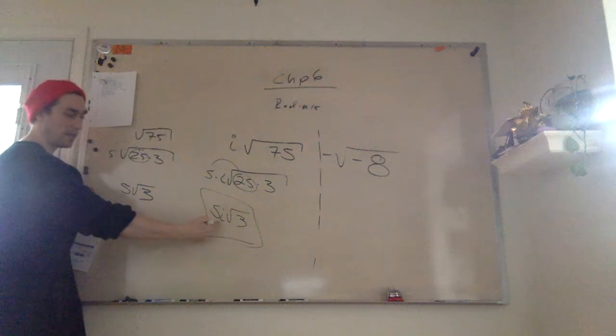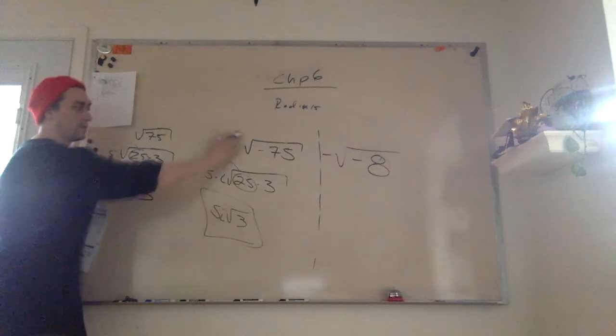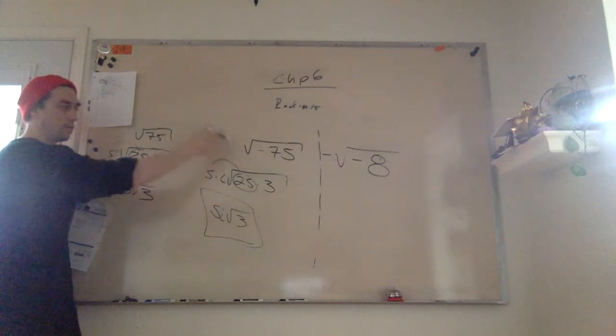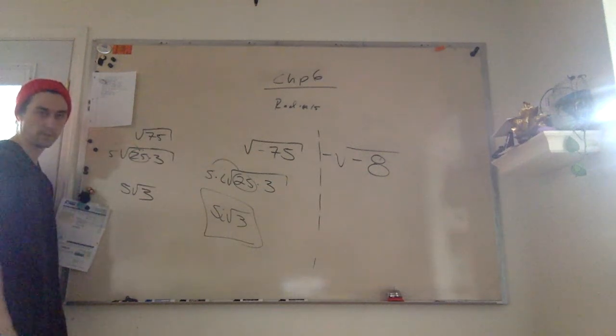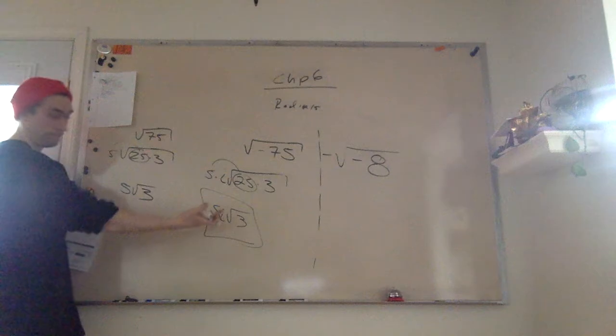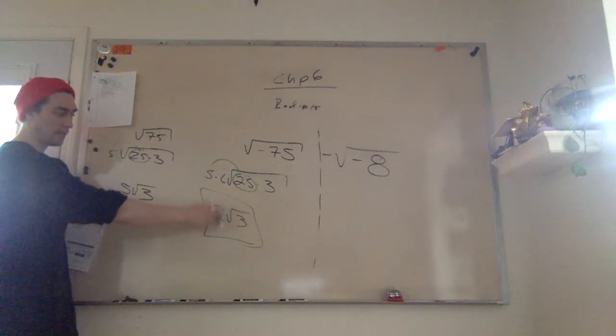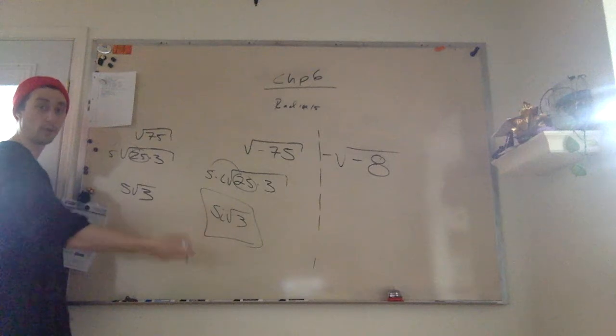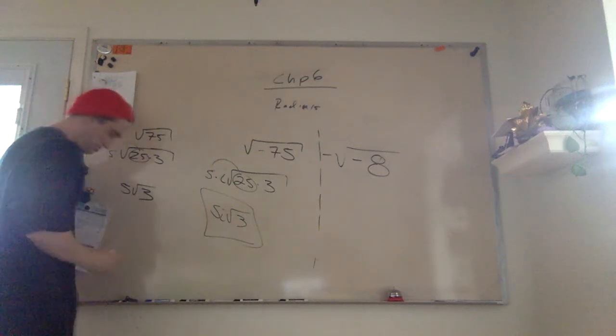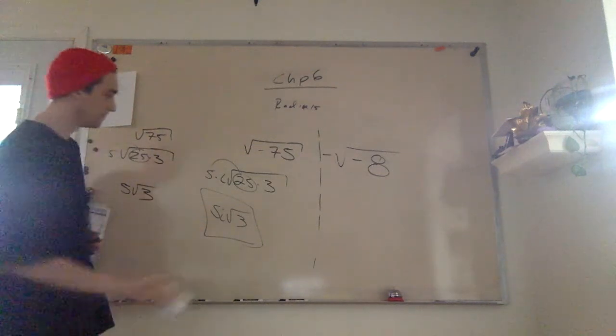So this is what I was saying. The i is simply a flag. All the i is saying is, hey, what was under that was negative. So it's the exact same answer other than the i. And all the i is telling you is that you took a square root of a -1. Great.